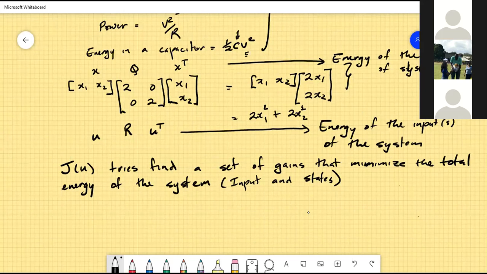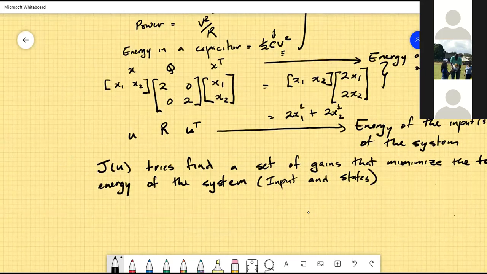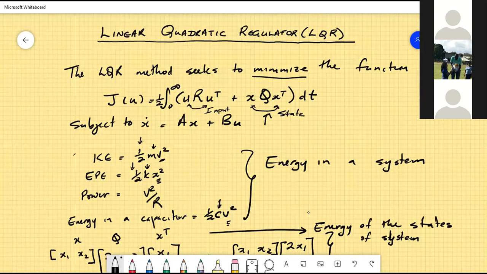All right. So this thing here, like we say, it minimizes the energy and the input of the states. So this function J of U, that's what it's supposed to do. And now let me talk a little bit about the constraint.